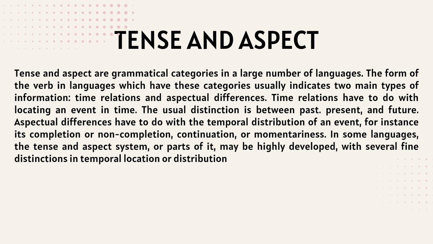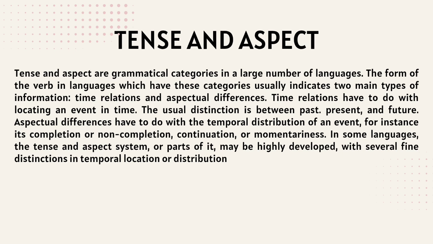Tense and aspect are grammatical categories in a large number of languages. The form of the verb in languages which have these categories usually indicates two main types of information: time relation and aspectual differences. Time relations have to do with locating an event in time. The usual distinction is between past, present, and future.